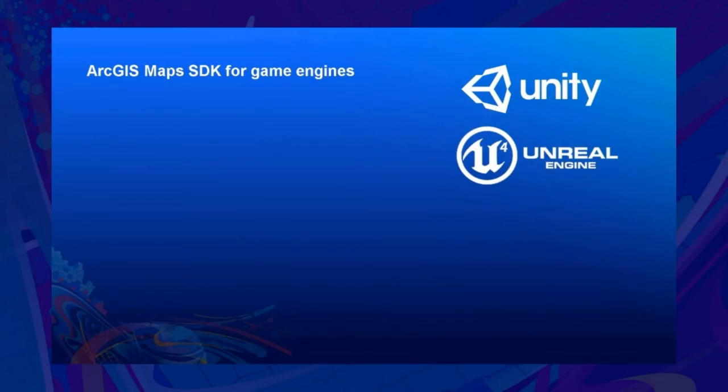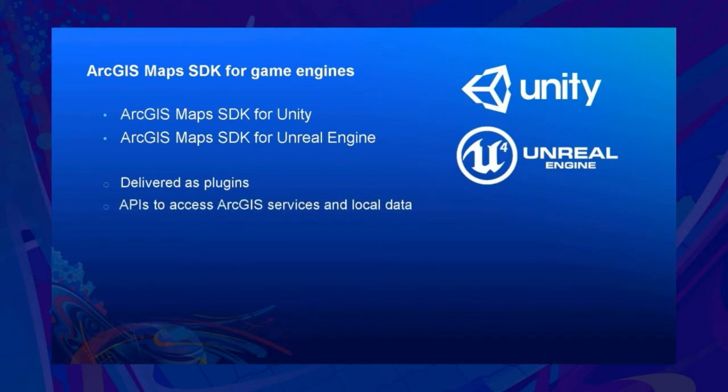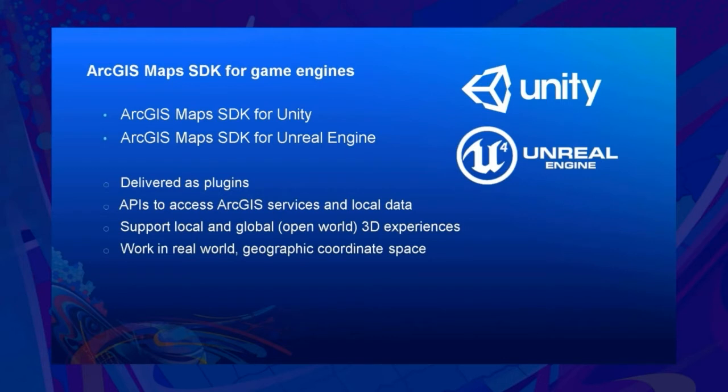With that in mind, we're delivering the ArcGIS Maps SDK as a developer product that integrates with the two market-leading game engines, Unity and Epic's Unreal Engine. The ArcGIS Maps SDK for Unity and ArcGIS Maps SDK for Unreal Engine will be distributed as plugins and provide APIs to access ArcGIS services and local data. This work will be founded on support for local and global 3D experiences through a scene which provides the context to display and interact with geospatial data and honor real-world geographic coordinate space. And of course, these products will include world-class SDK resources, as is expected from Esri's developer products.